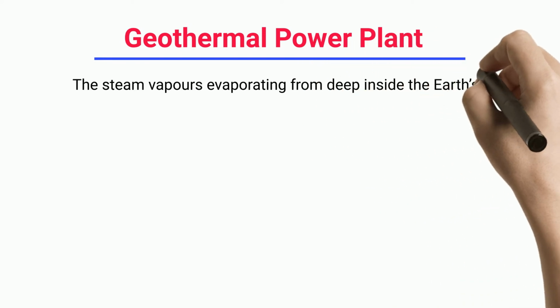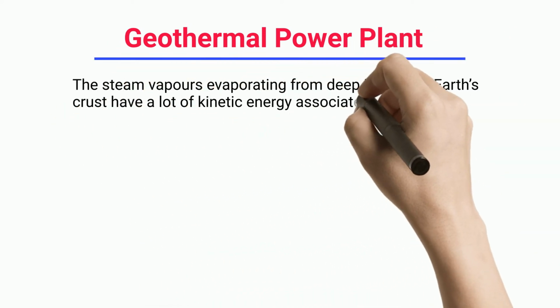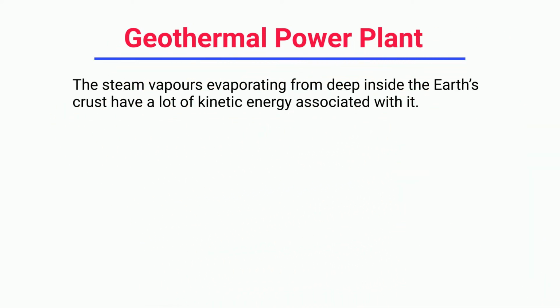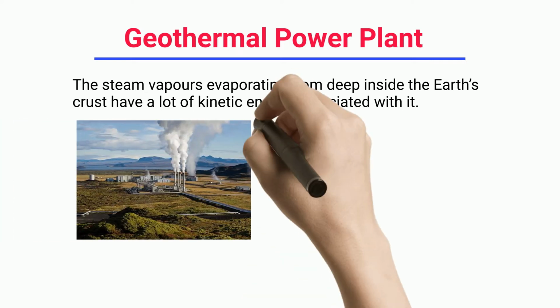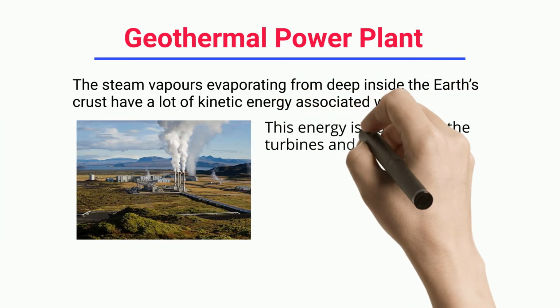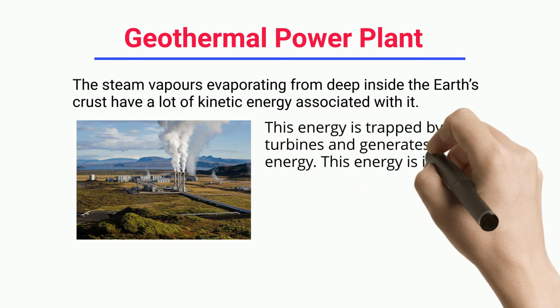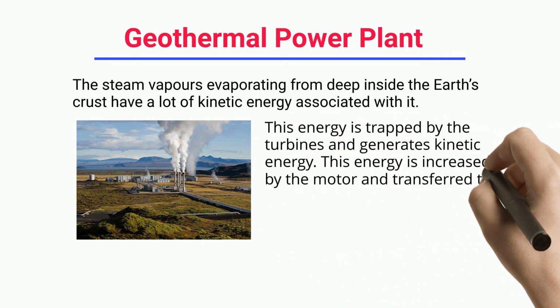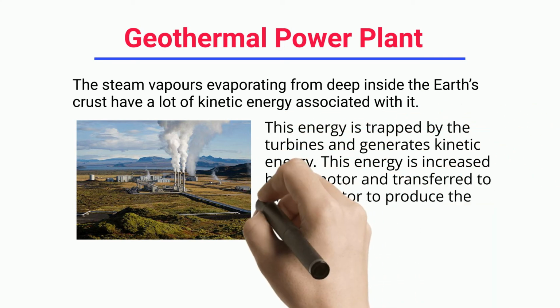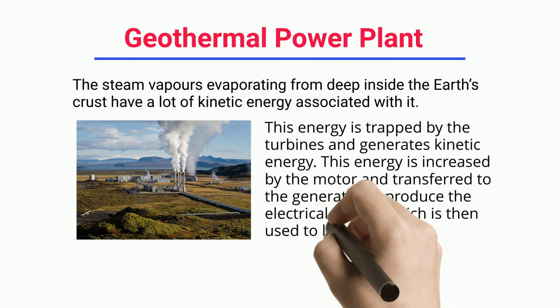Geothermal power plant. The steam vapors evaporating from deep inside the Earth's crust have a lot of kinetic energy associated with them. This energy is trapped by the turbines and generates kinetic energy. This energy is increased by the motor and transferred to the generator to produce the electrical energy, which is then used to light the bulb.